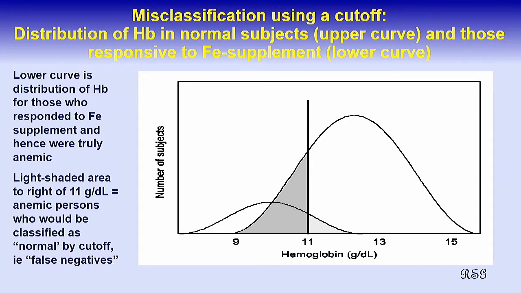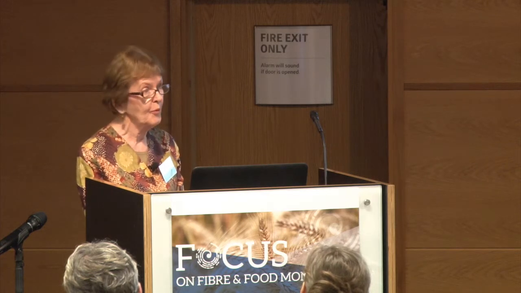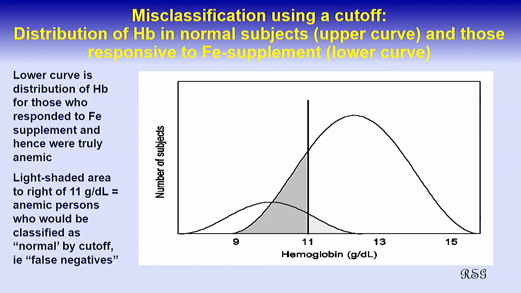One thing that we have to recognize when we're applying reference limits or cutoffs is that there will always be some misclassification that occurs. This, of course, arises because in a population group, the biomarker concentrations will vary in a normal population because of differences in nutrient requirements in the population. Here we have a figure where the lower curve is the distribution of hemoglobin concentrations in subjects who responded to an iron supplement and therefore were truly anemic. The light shaded area to the right of the 11 grams per deciliter are the anemic persons who would be classified as normal by the cutoff, but in fact were false negatives.